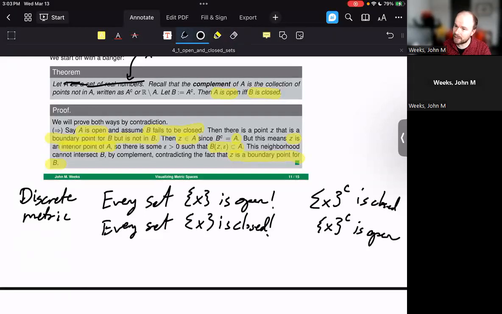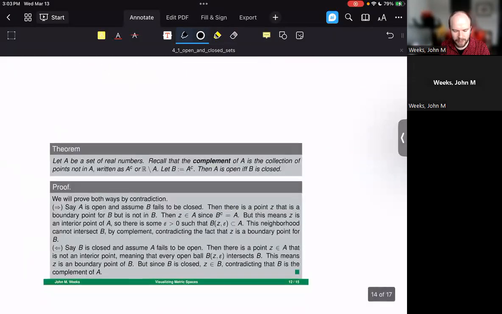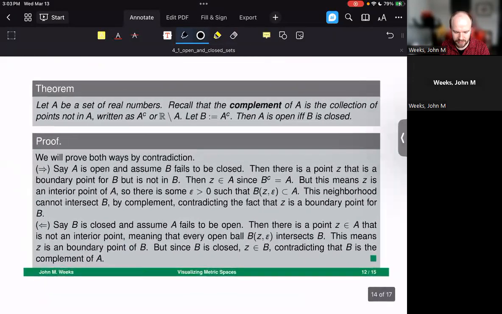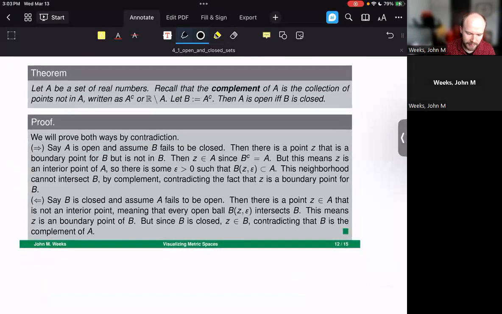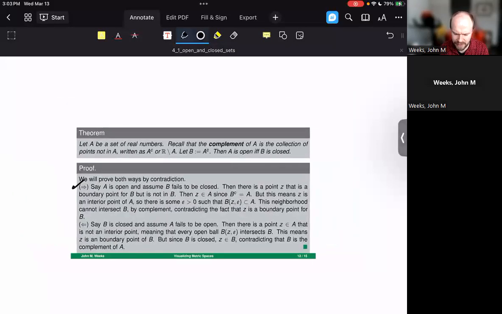That's a lot of open and closed sets already. Singleton sets are open, singleton sets are closed, and in fact, complements of those can be shown to be closed or open for these individual points. Going to the backwards direction here, we've already done this part, saying that B is closed and assuming A fails to be open. We're just going to use that notion of interior and boundary points and have them play against each other a little bit more. That will be for this latter half of this proof.